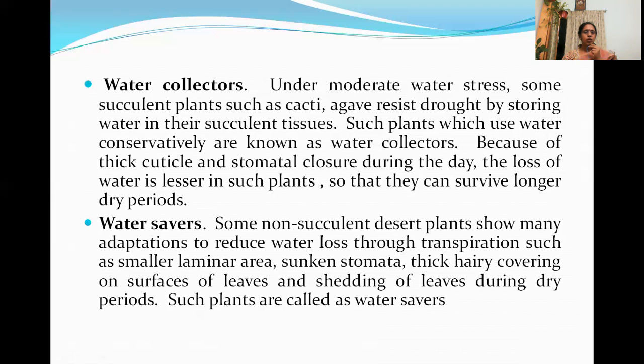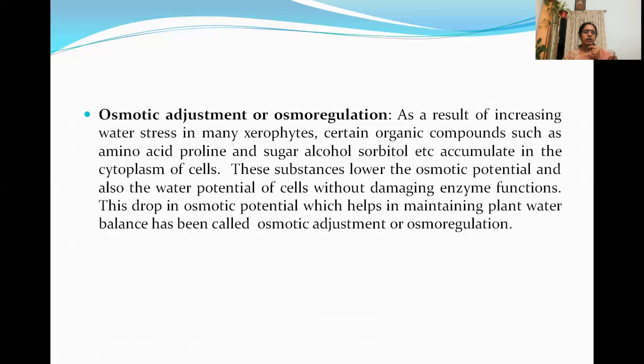Then there are water savers, some non-succulent desert plants which show many adaptations to reduce water loss through transpiration, such as smaller lamina or leaf area, sunken stomata, thick hairy covering on surfaces of leaves, and shedding of leaves during the period of drought. Such plants are called water savers because they will not have very large leaf area, so that transpiration is avoided.